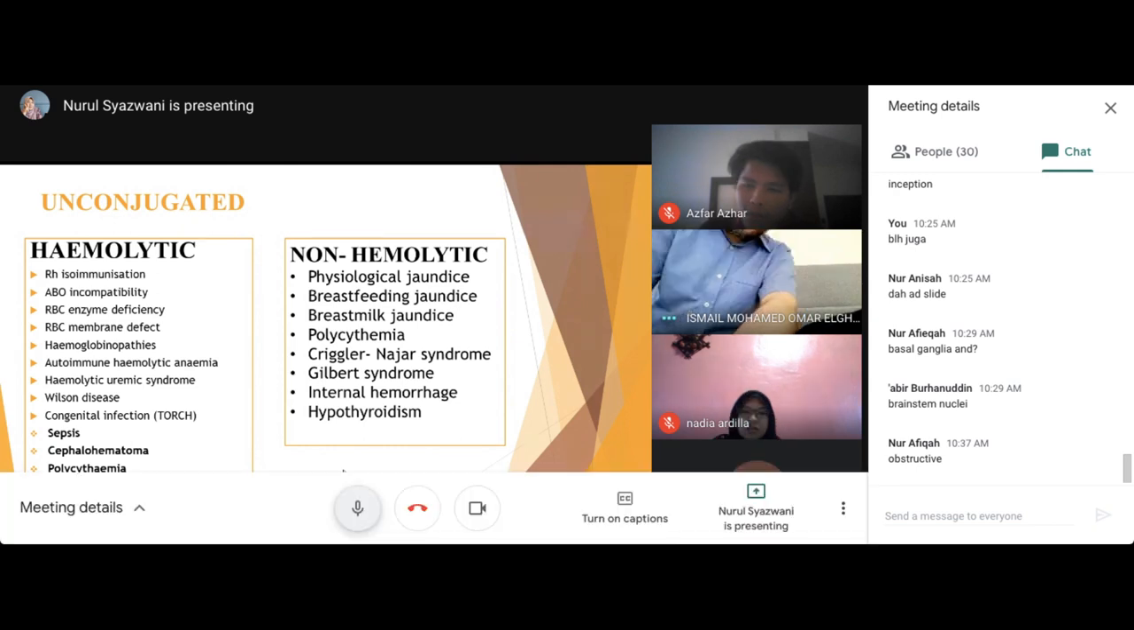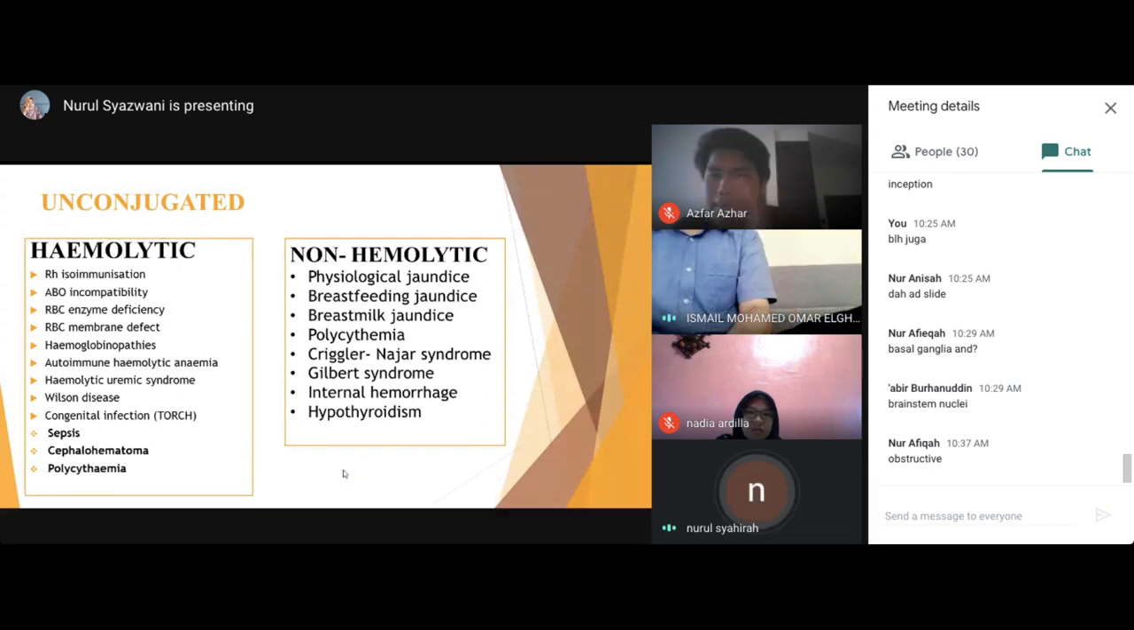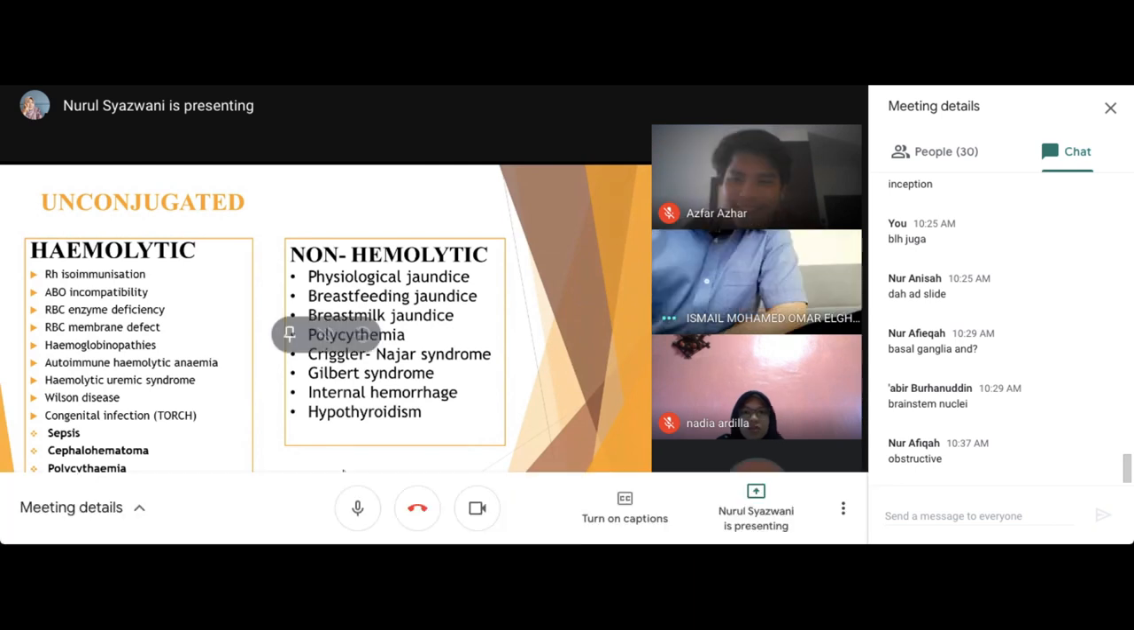E. coli. Which type of E. coli? Very good. O157:H7. This belongs to which E. coli? Entero... Enterohemorrhagic. Very good. And what is the source for hemolytic uremic syndrome? What is the food source?